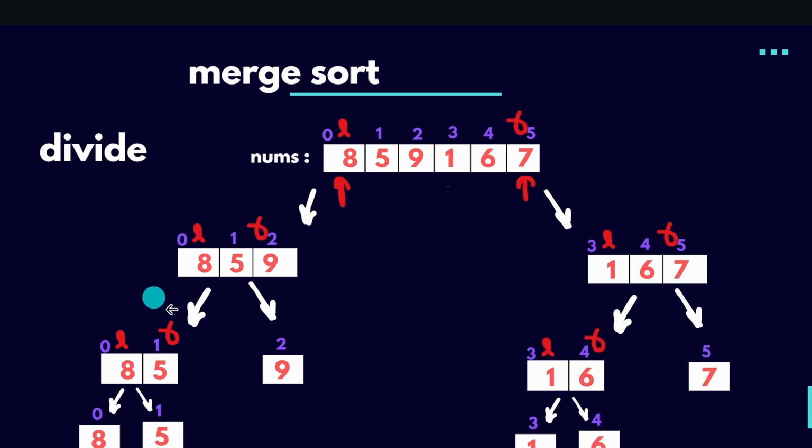In the same fashion that you divided here, divide here also. After this you have two elements in a single array, so divide that into single elements as well. Make sure that you have only one element at the end: 8, 5, 9, 1, 6, 7. In this fashion, make sure that you have only one element in each.